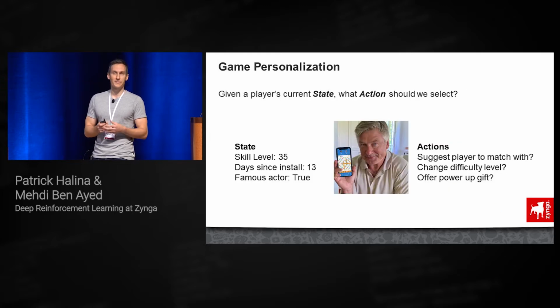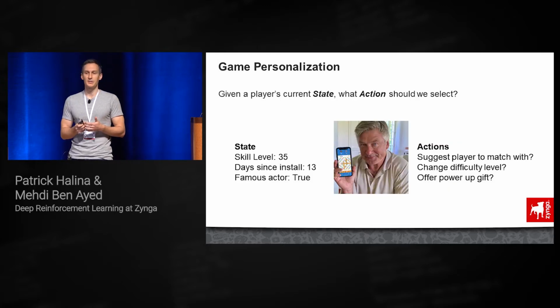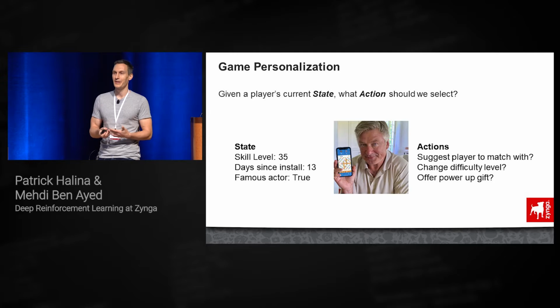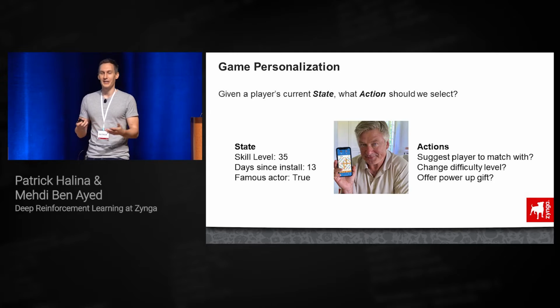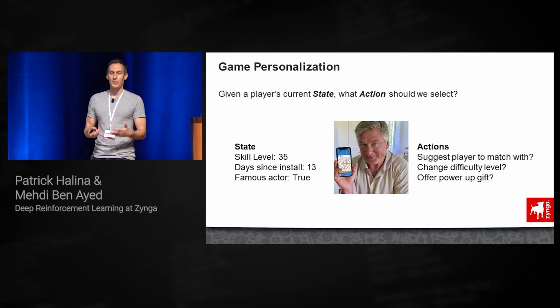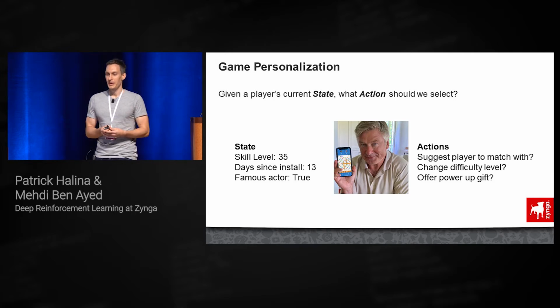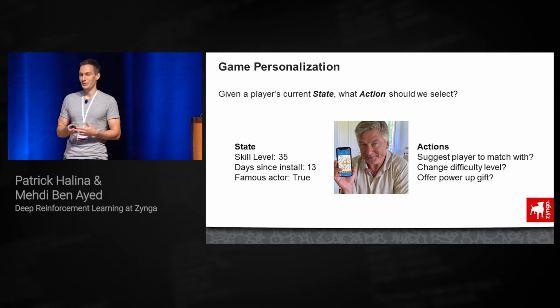So one way to phrase personalization is, given a player's current state, so the information we know about them, how long did it take them to beat this level? Did they beat the boss or not? How long have they played for? What's the action we should take for them in order to optimize some type of long-term reward? So we want to optimize things like long-term user engagement to get them to play more. So here's an example. What action should we take for Alec Baldwin so that he can keep playing his favorite game, Words with Friends?